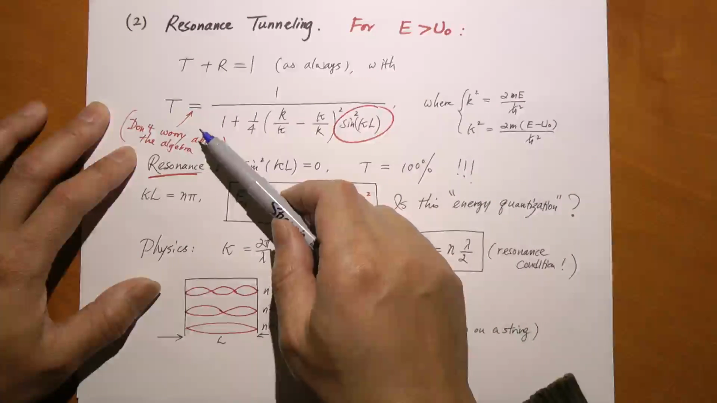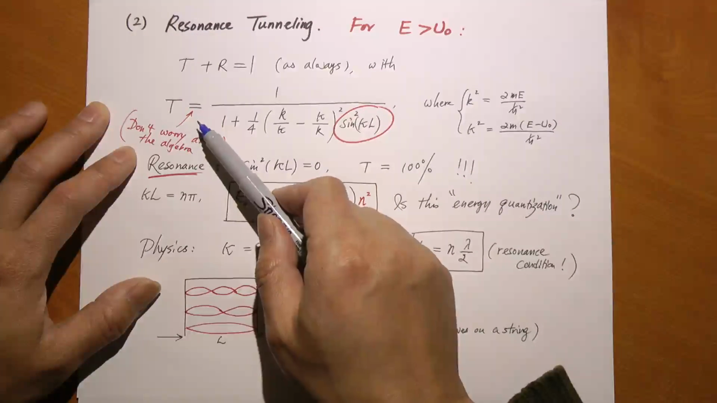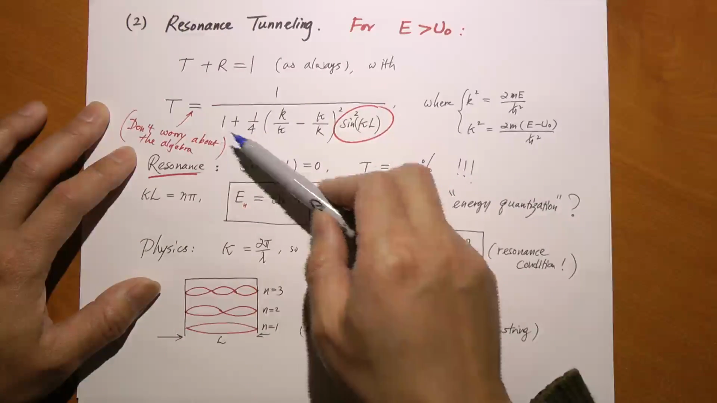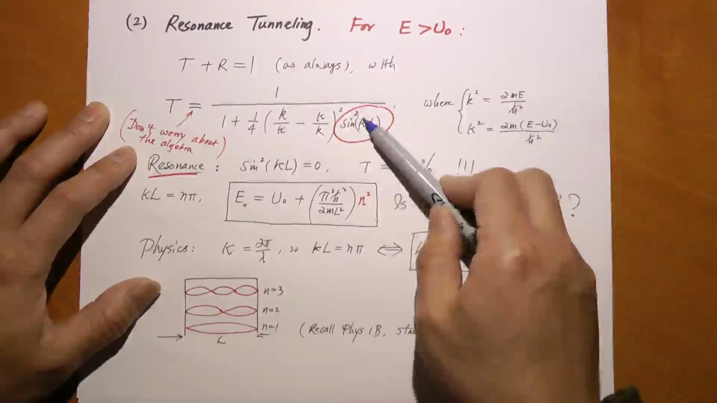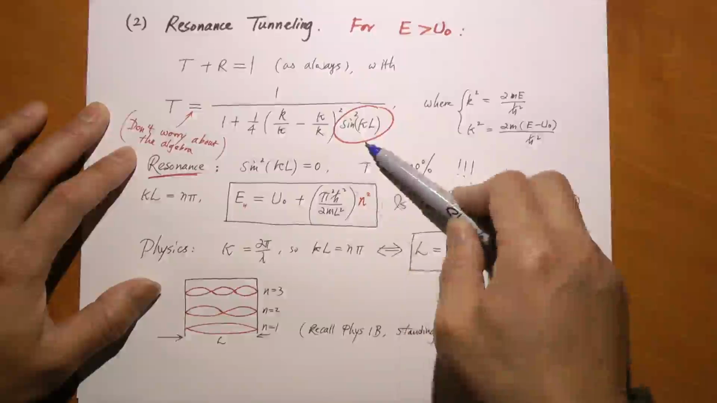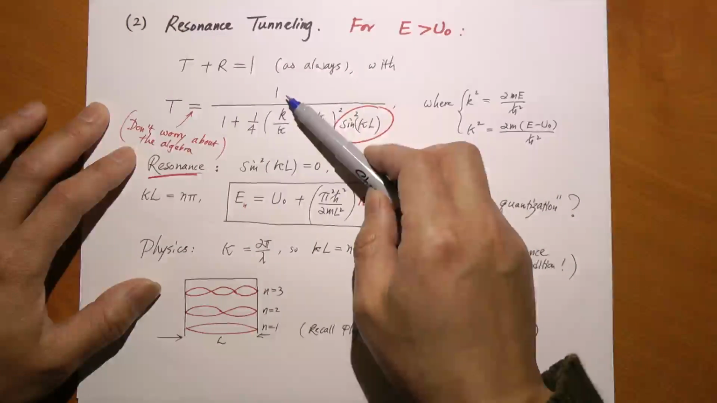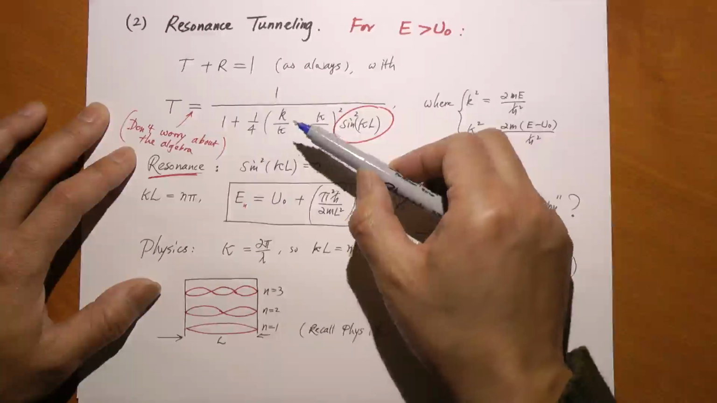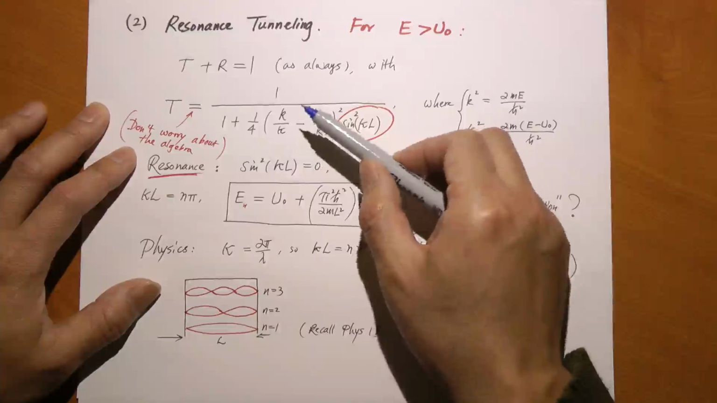And this tunneling probability, look at the denominator. Denominator is 1 plus something, and here's a square, here's a square. So generally speaking, this term is greater than 1. So therefore, T is less than 1 generally, which makes sense. Only part of the particles get tunneled through, another part gets reflected.